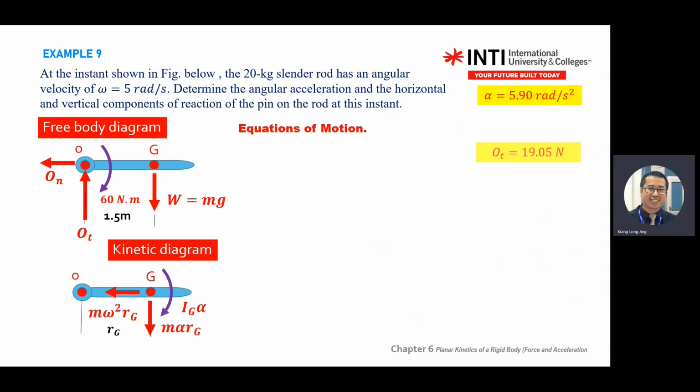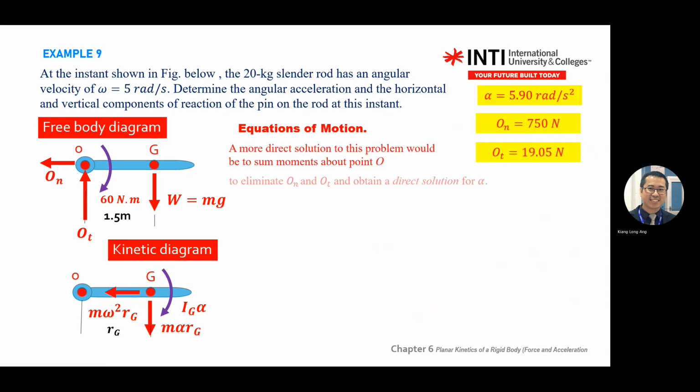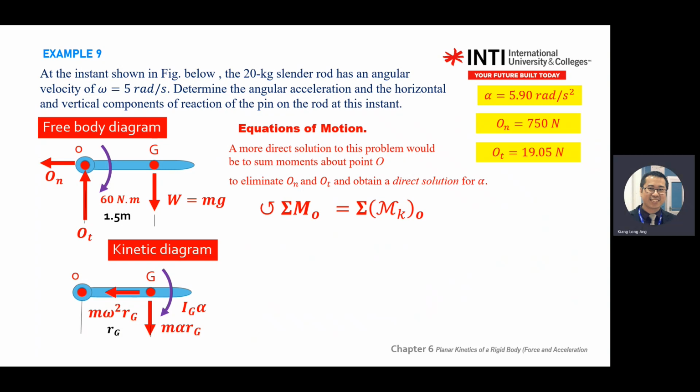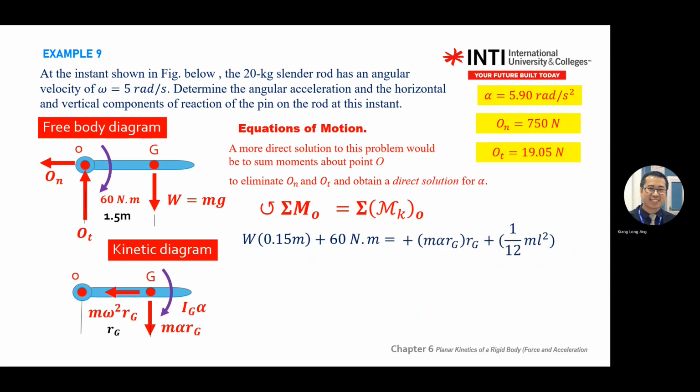Then this is a second method, just for your info. The second method is, again, using the O point. The previous one we focused on the G point. Now in the second method you focus on the O point. Again, IO equals IG plus MD squared. So you see the equation, there is a change of equation over here. This is the moment at O, you close here.